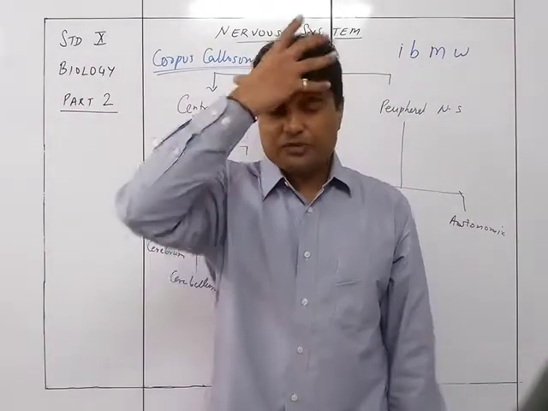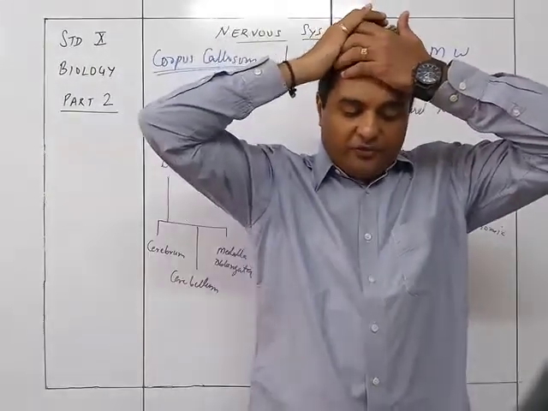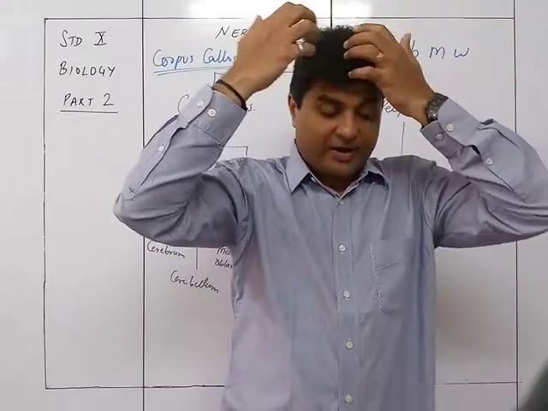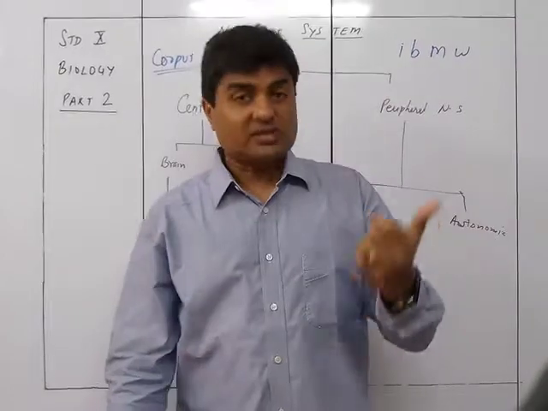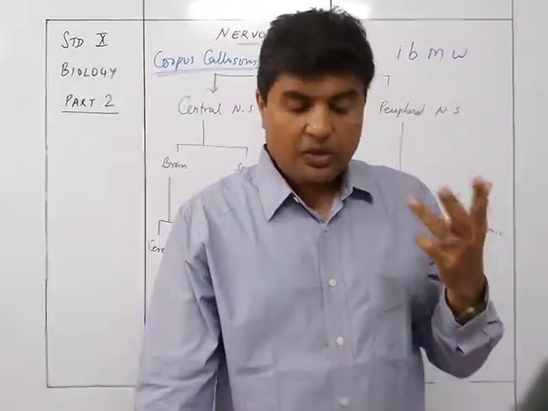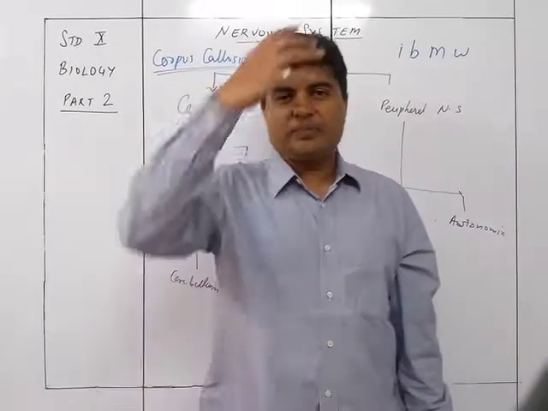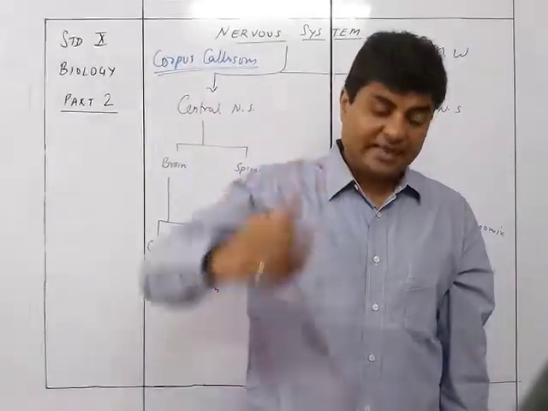Forebrain, so that is the frontal part. The frontal part of the brain is the forebrain. The forebrain consists of cerebrum, the cerebral hemispheres, left and right. What are the functions it does? Seat of intelligence, memory, consciousness, willpower, voluntary action. So all this is done with the help of cerebrum. Forebrain does these actions.